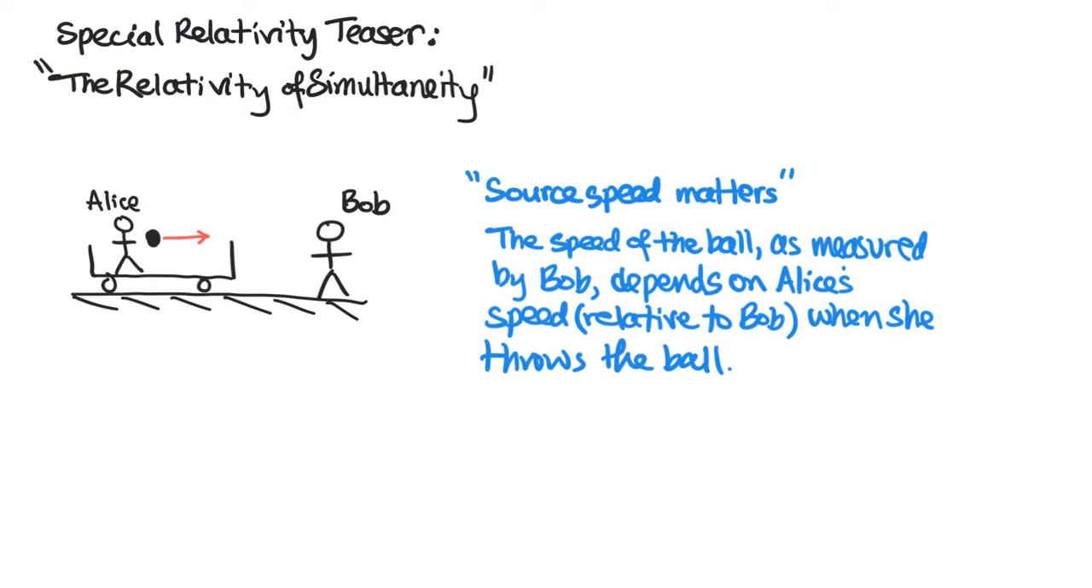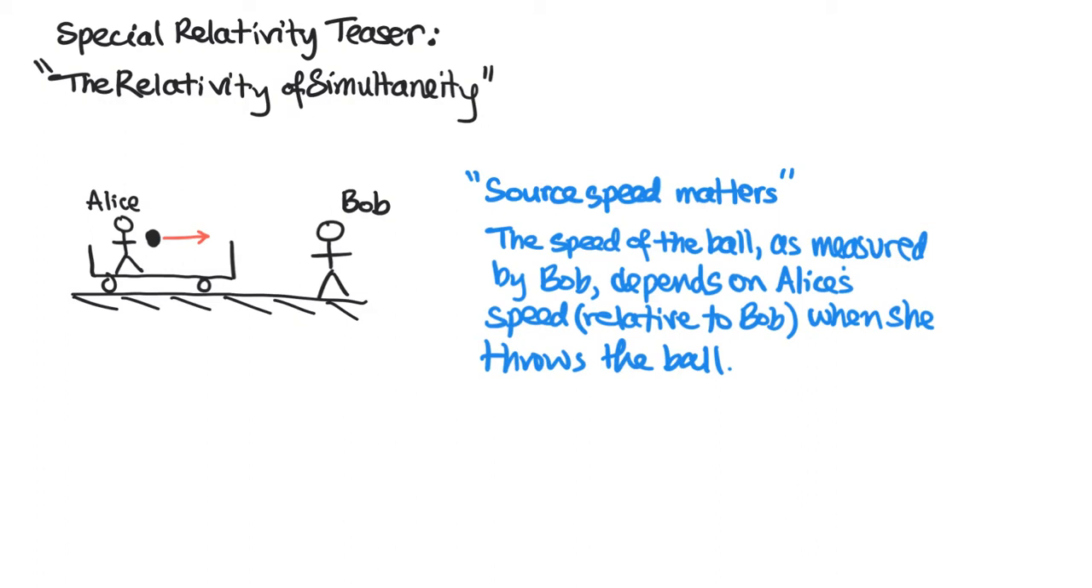Everything in our daily lives kind of behaves according to this principle. This source speed matters principle is, according to our daily lives, how the world works, right? But the reason that I bring up this example is because at the speed of light, this principle actually breaks down. In fact, this is one of Einstein's most famous discoveries and points of creativity, really.